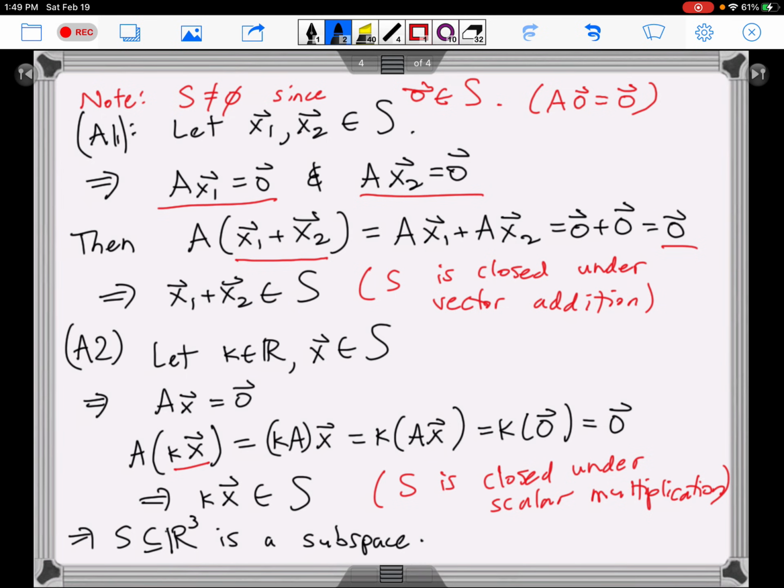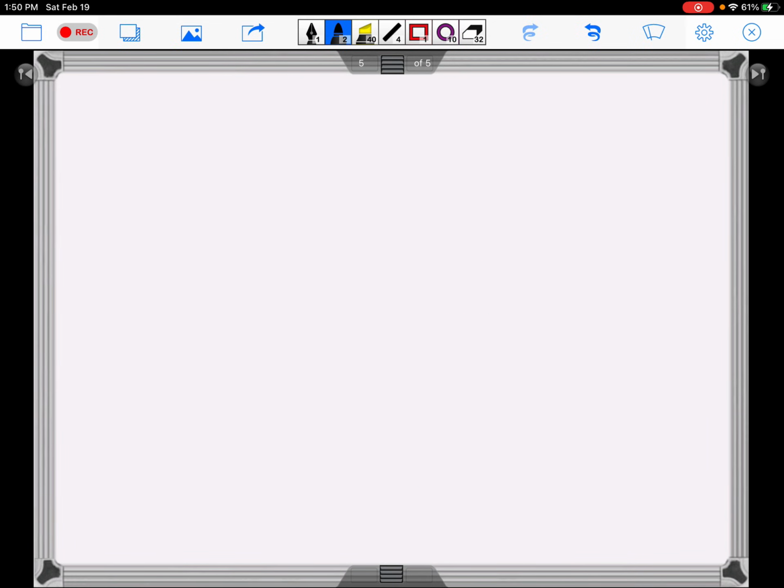Okay. So let's keep going here. We've just shown how you show that something is a subspace. So how would you show that something is not a subspace? That's a little bit easier, I think. I should say it's easier because there's less work to do. So let's verify that.